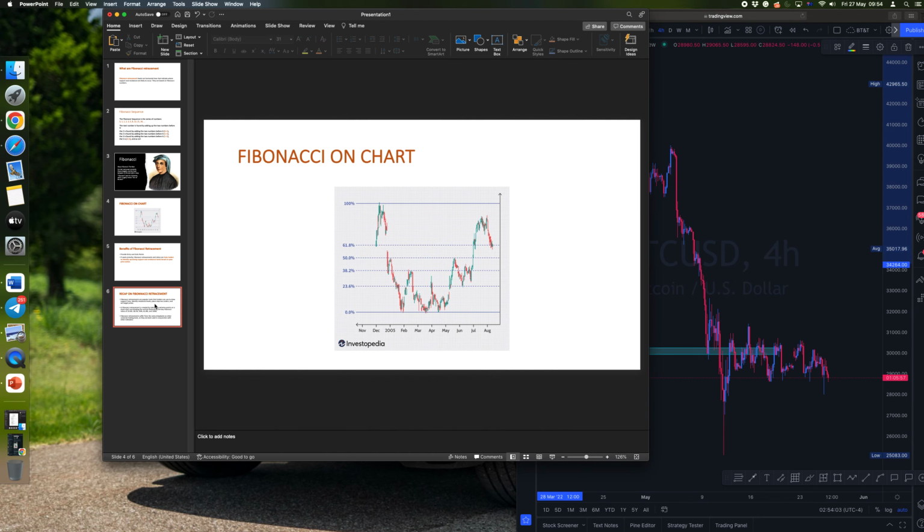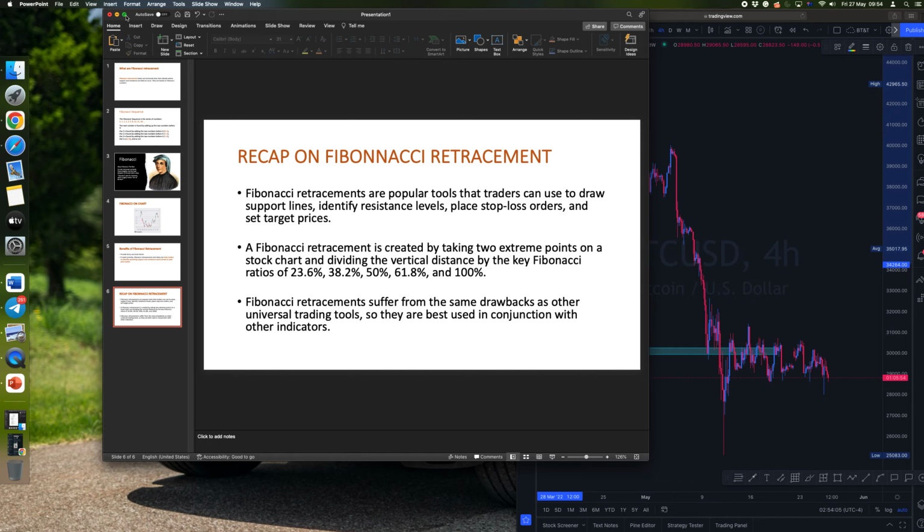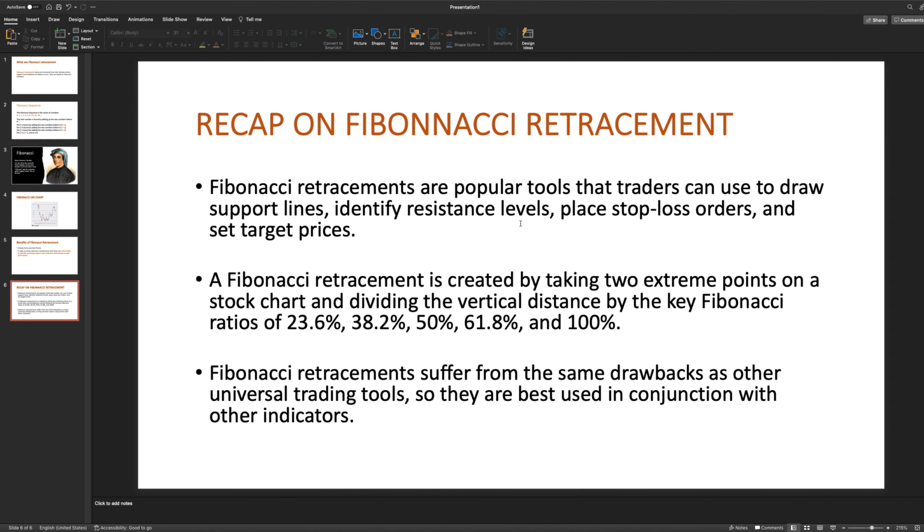If I come back to my last slide for the day and recap what we have gone through today: the Fibonacci retracement is a popular tool used by traders to show and portray the support and resistance levels based on price action, on what price did before and what you expect the price to do in the future. And how you draw this Fibonacci retracement tool is you draw from a swing low to a swing high.